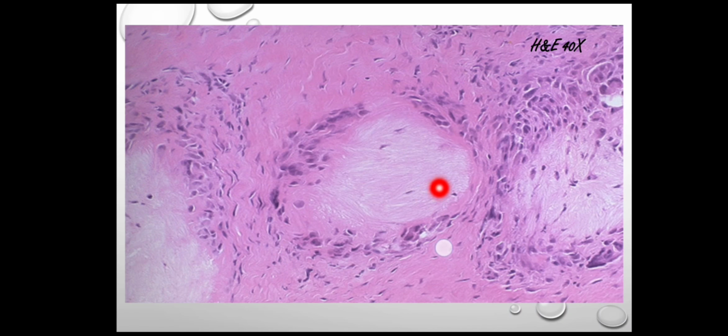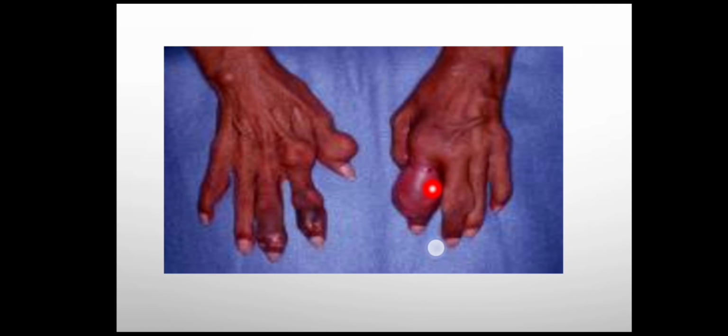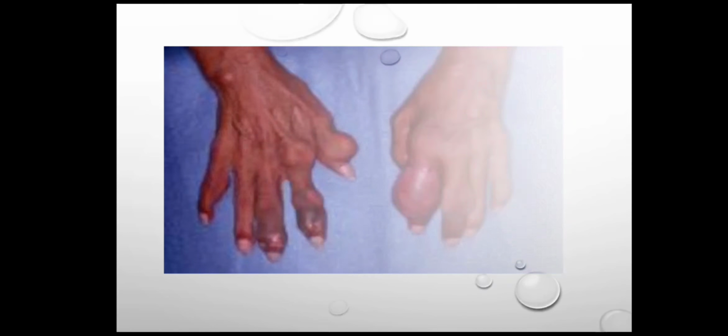So this is again a tophaceous gout surrounded by epithelioid histiocytes, fibroblasts and inflammatory cells. So these are urate crystals. These are needle shaped crystals and they are negatively birefringent under polarized light. This is the acute phase of acute gouty arthritis.